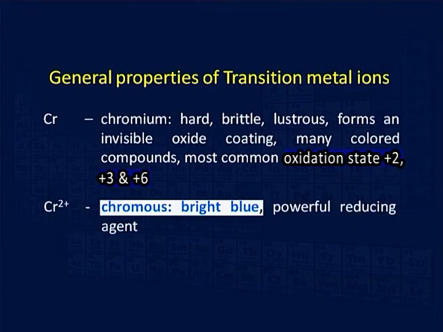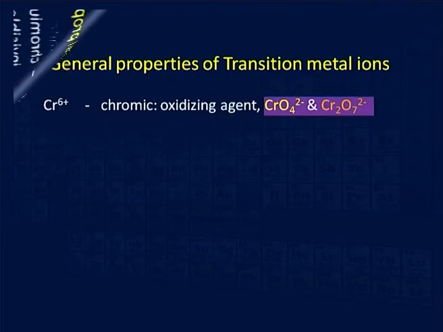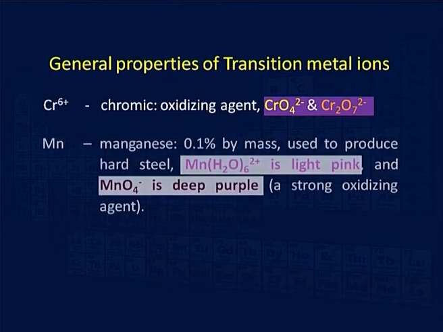As we know, chromium +2, which we call chromous, is bright blue in color and is a powerful reducing agent, while chromium +3 is a dark green solid, the oxide of which, when dissolved in water, forms hexa-aquo chromium. In +6, that is hexavalent chromium, it is very toxic and highly oxidizing in nature, particularly as it occurs in chromate and dichromate.